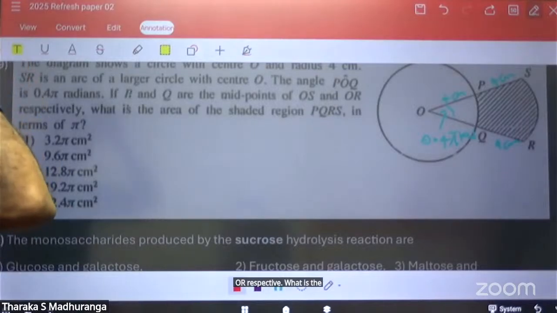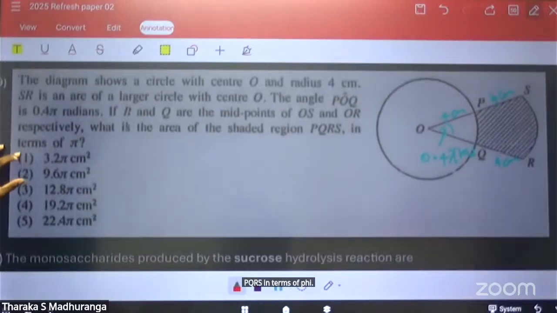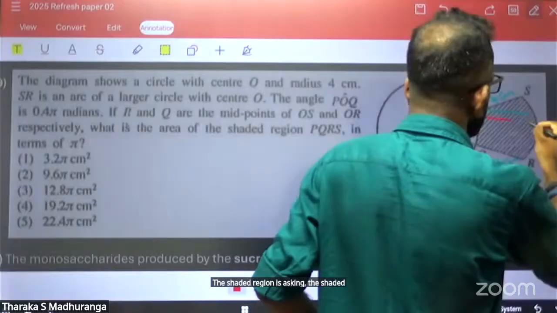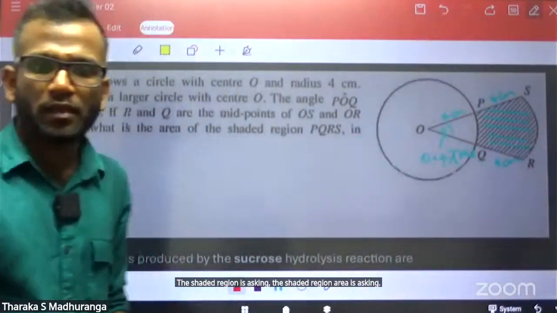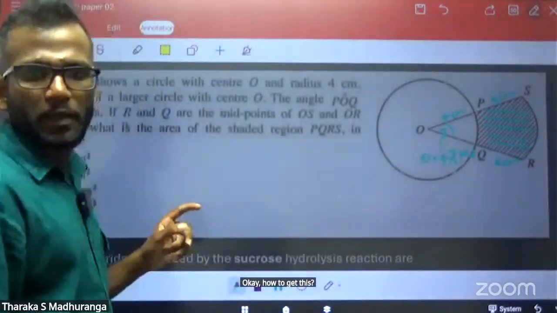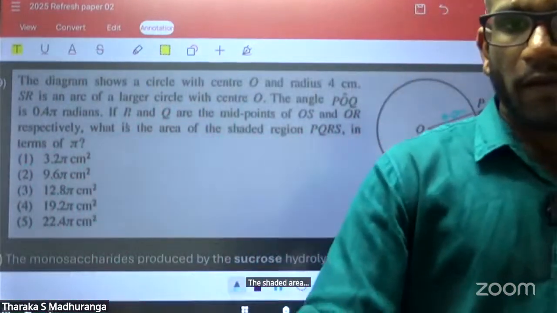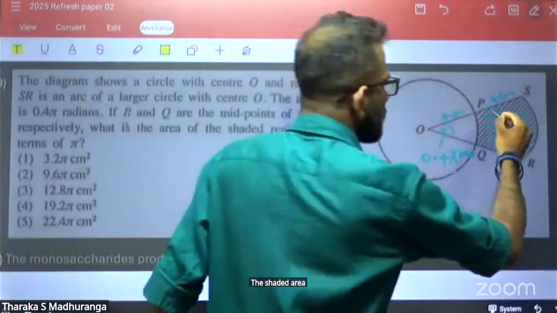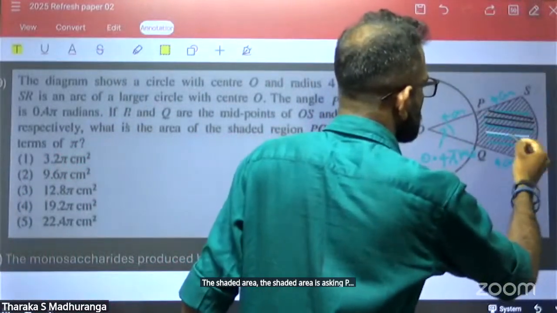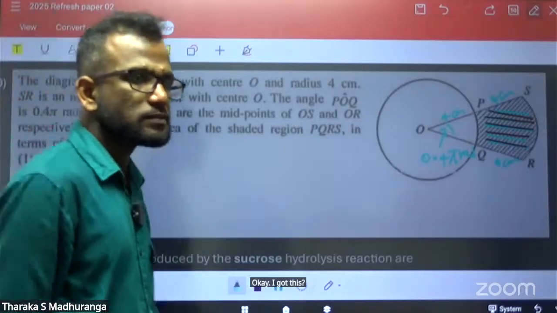What is the area of the shaded region PQRS in terms of pi? The shaded region area is asked. How do we get this? The shaded area PQRS is asked. Okay, I got this.